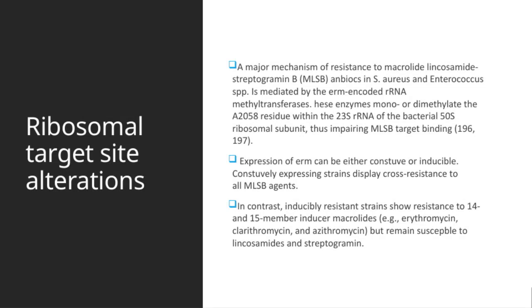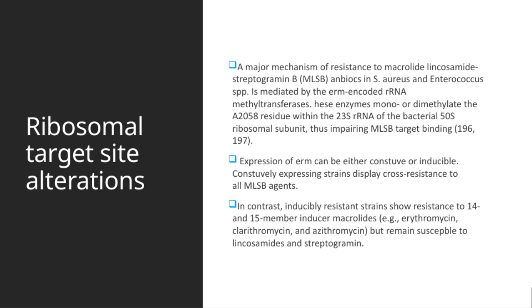Now, let's talk about a major way bacteria like S. aureus and Enterococcus spp. resist macrolide, lincosamide, and streptogramin B antibiotics. This resistance is primarily mediated by enzymes called erm-encoded rRNA methyltransferases. These enzymes work by adding methyl groups to a specific spot on the bacterial ribosome, specifically the A2058 residue within the 23S rRNA of the 50S subunit. This methylation impairs the binding of MLSB antibiotics, making them ineffective.